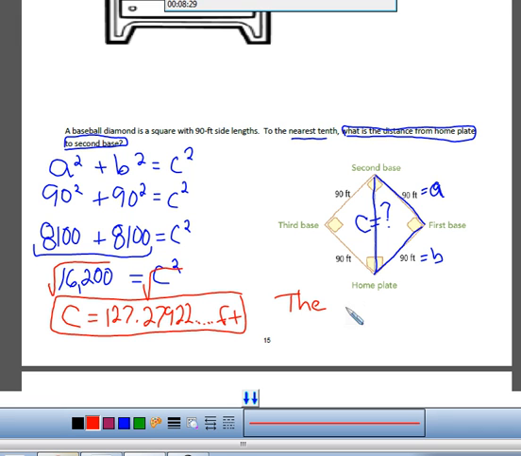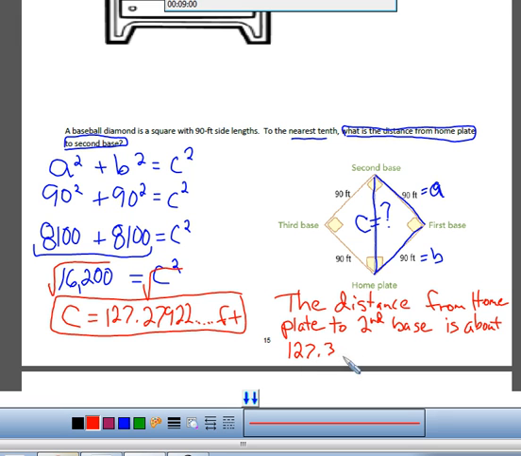The distance from home plate to second base. Now, since I'm rounding my answer, I'm going to say is about, because I have to round it to the nearest 10, 127.3 feet. Period. Alright, so that's how we use the Pythagorean theorem to solve word problems.